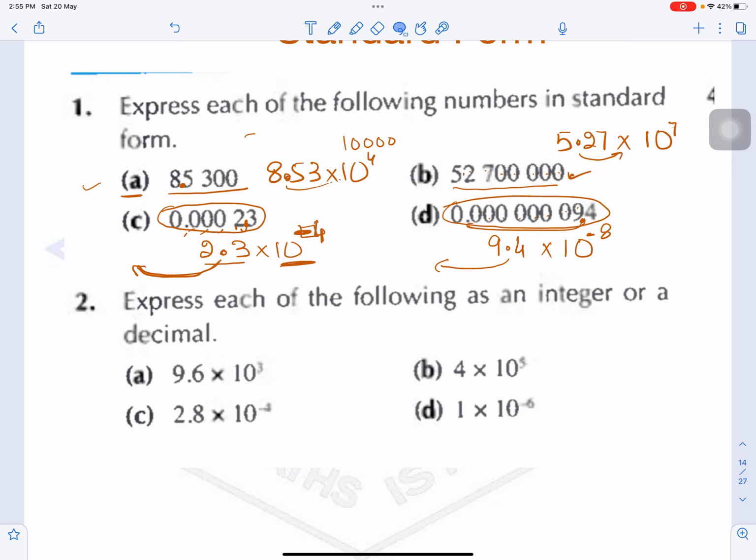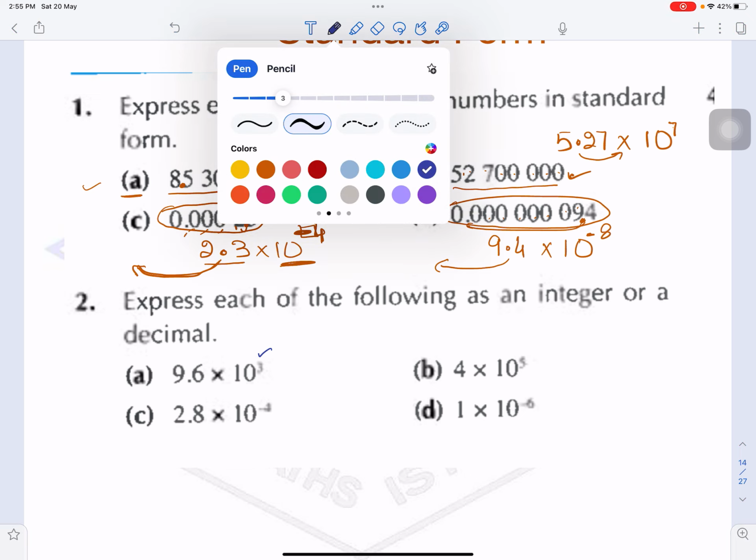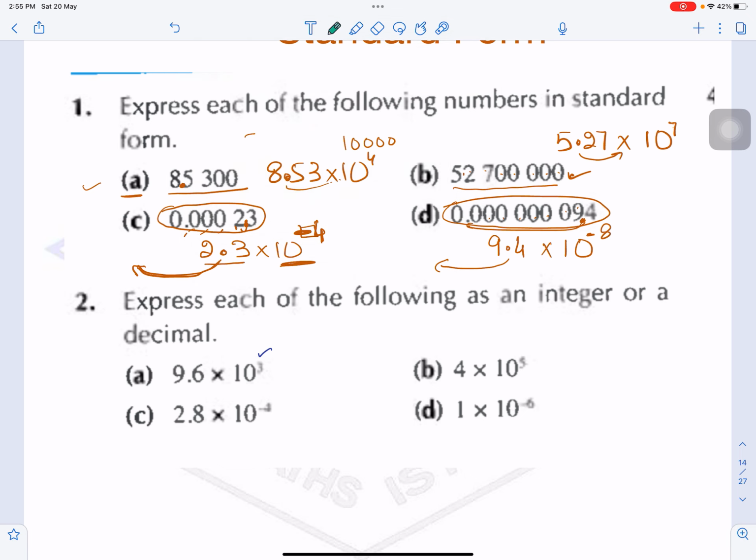9.6, let me change the color. 9.6 multiplied by 10 power 3. Now this is positive 3. It means the decimal in the question will go to the right. So if it is 9.6, it will go 1, 2, 3. So it will come here, and these empty places will be filled by zeros. So this will become the question.